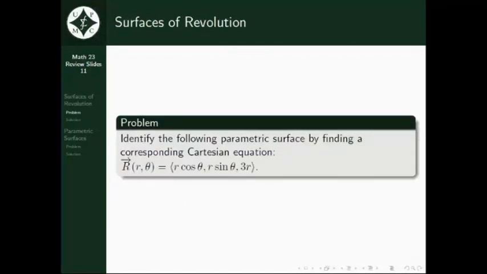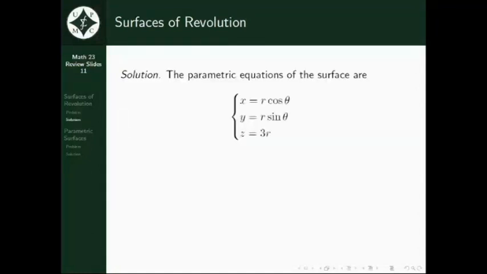Here, we need to identify the parametric surface given by the vector valued function r by finding its corresponding Cartesian equation. For the solution, the parametric equations of the surface are x is equal to r cosine theta, y is equal to r sine theta, and z is equal to 3r. We get this parametric equation by equating the vector components of the vector valued function r to the x, y, and z coordinates correspondingly.